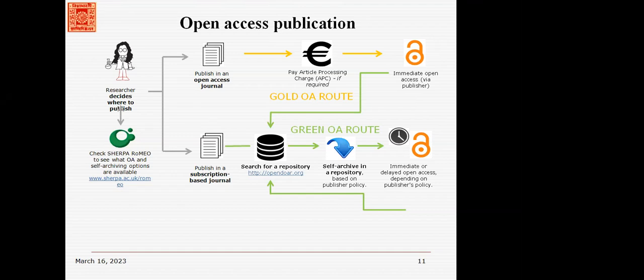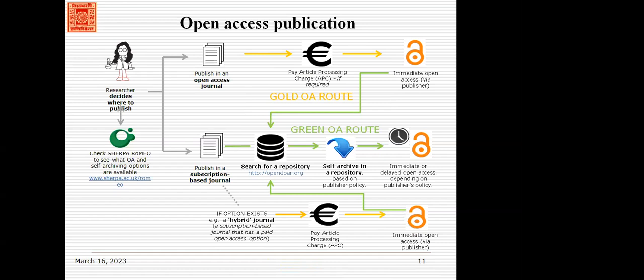So for others who want time to send the paper before open access, this route is known as the green open access route. Now, there is another alternative option we have that is known as the hybrid journal.